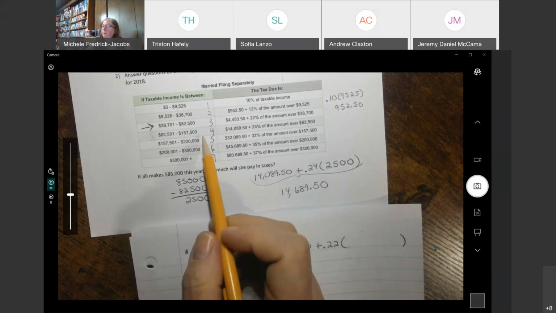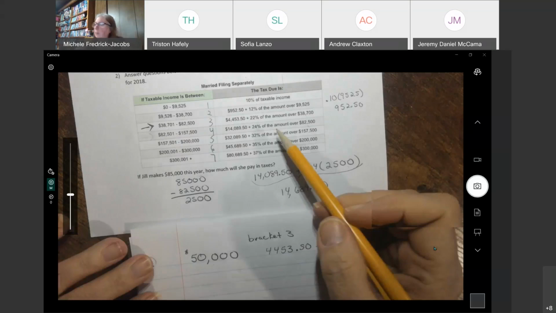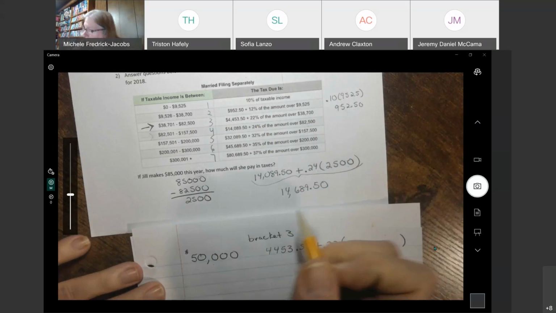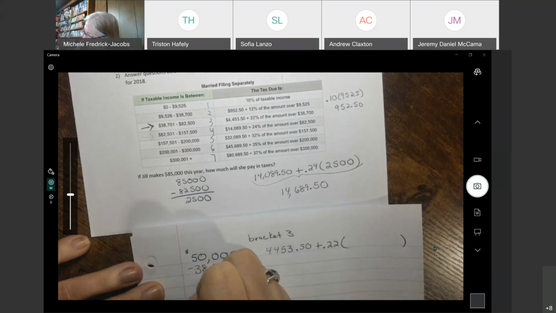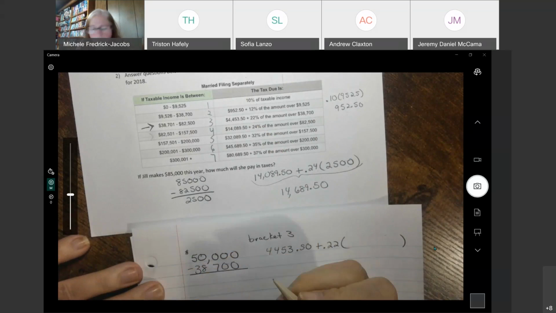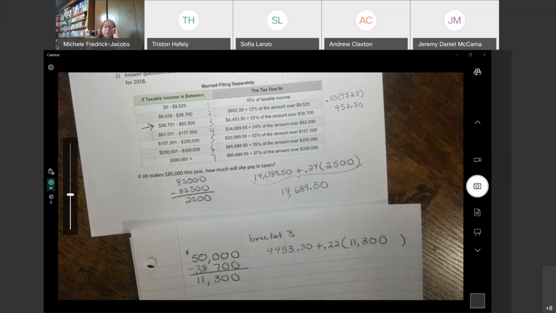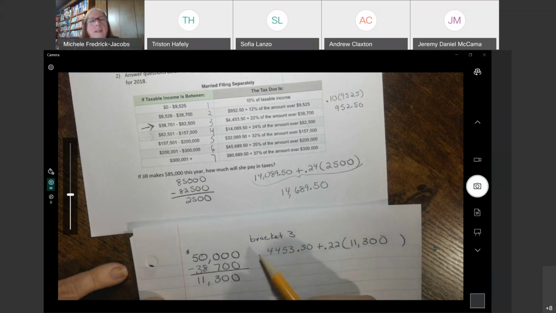So 50,000 put us in this bracket here. But we're only paying 22% of the amount over the 38,700. So we have to find out how much is over. So you want to find out how much you went over. Well, I went over 11,300. So making this extra 11,300 put me into the next bracket, but I only have to pay the part that went over. The other part stays in the lower brackets. And that, I think I wrote, oh no, that's right, 4,000.